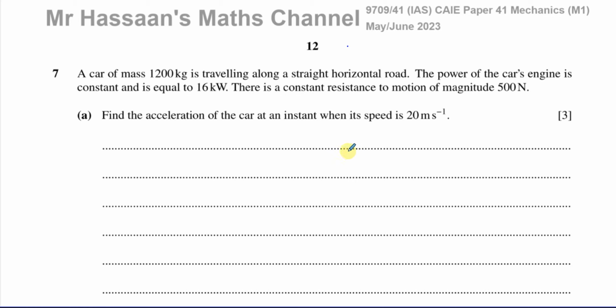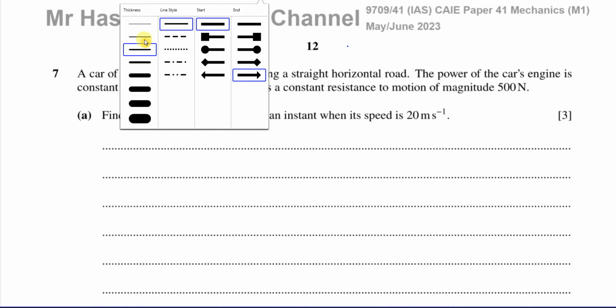This is paper 4, variant 1 of the 9709 mechanics syllabus. And the question here is about a car of mass 1,200 kilograms traveling along a straight horizontal road.